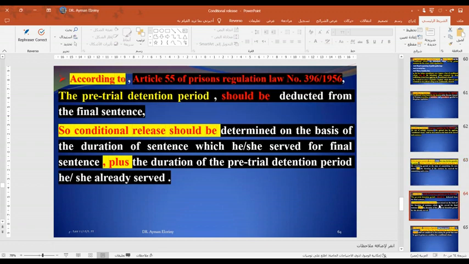Okay? According to Article 55 of the Prison Regulation Law, the pre-trial detention period should be deducted from the final sentence.